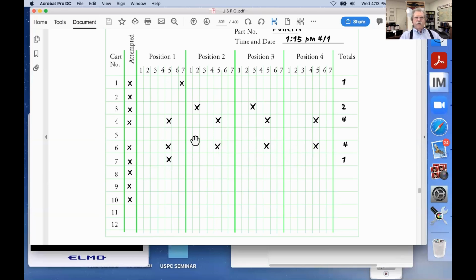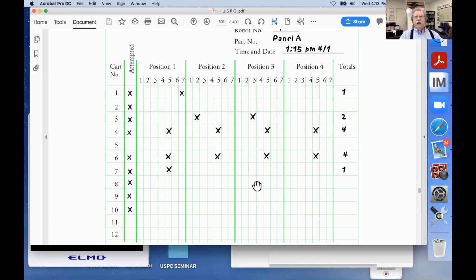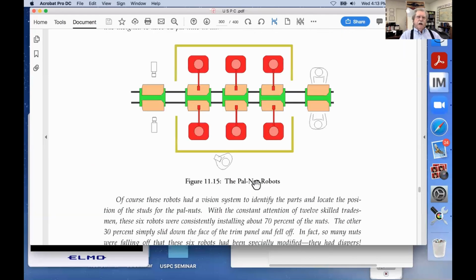And here we have 1, 2, 3, 4, 5, 6, 7, 8, 9 successive misses. Jam in feed tube is what that's going to be. So we can see what's happening with the data structure on the data collection sheet. In fact, the plant manager told us she had 12 skilled tradesmen working full time to keep these 6 robots up and running. Now that's the highest pay category in the plant.